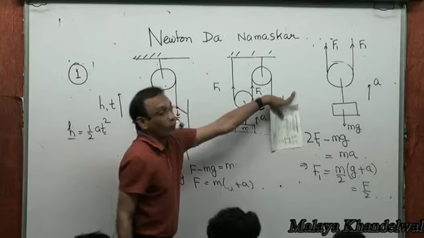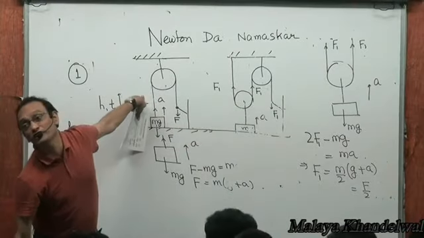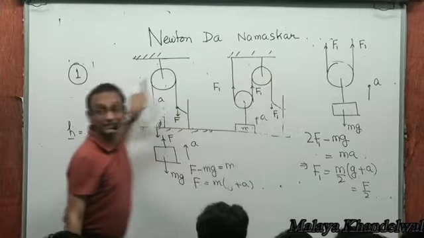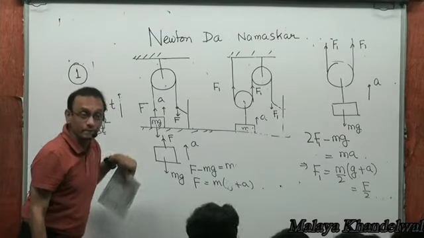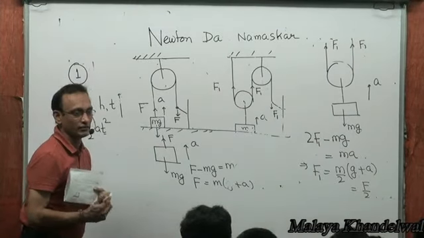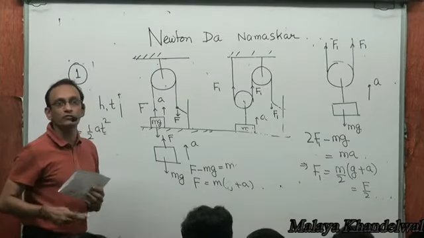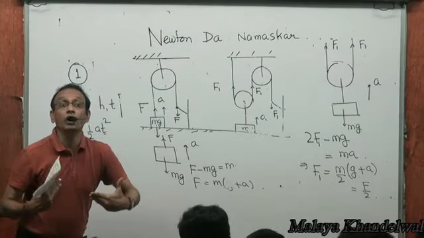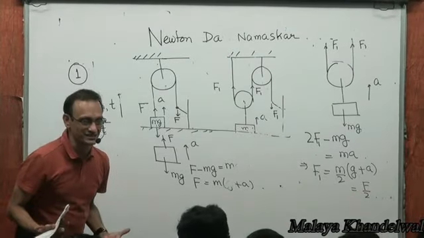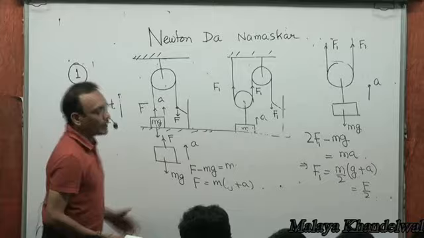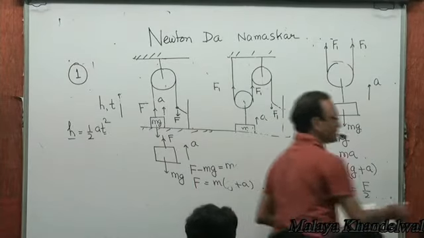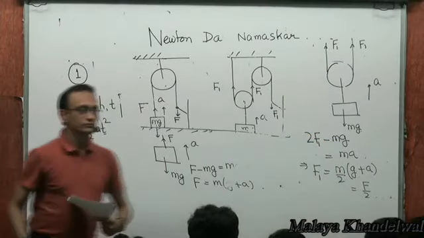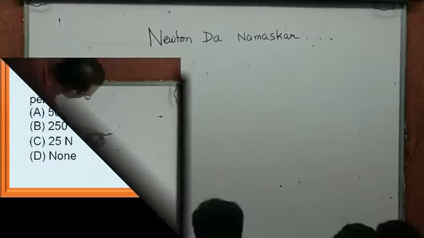That means the effort required here is half of the effort required there. Therefore, this is a better machine than this. Got me? That's the whole idea. That's the whole idea of using multiple pulleys. We don't use multiple pulleys for the heck of it. We want what they call a mechanical advantage. Right? Got me? Okay, let's look at the next problem. Clear?